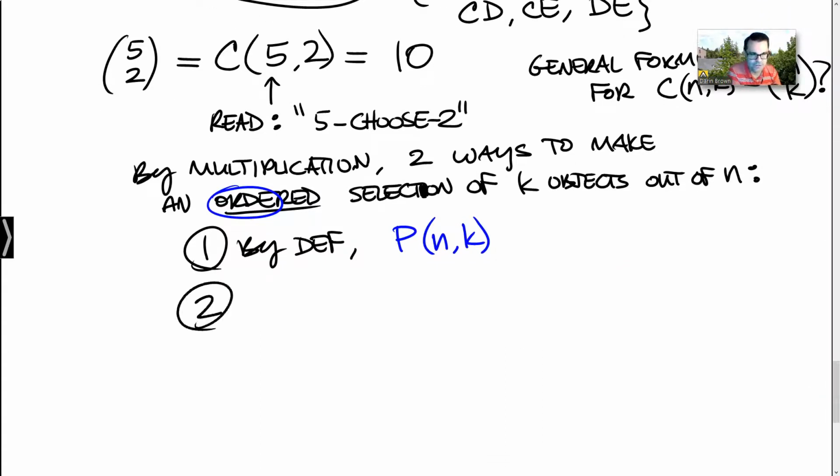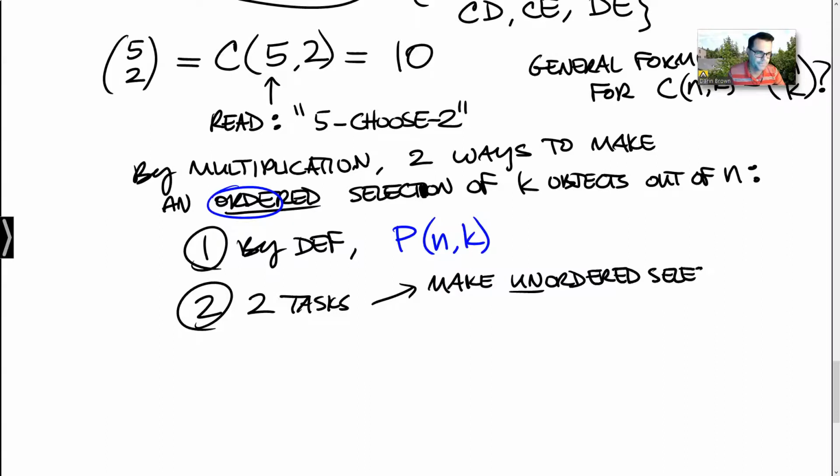We could break this down into two tasks. First, make an unordered selection. In other words, just say what's going to be in the selection at all, and don't worry about what order they come in. And then second, order the ones that you picked. Okay, so you got the difference?